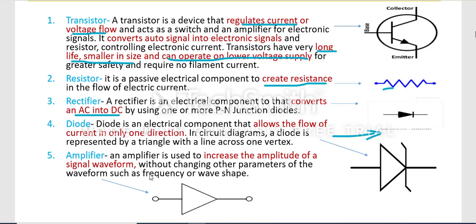The next component is amplifier. An amplifier is used to increase the amplitude of a signal waveform, without changing other parameters of the waveform such as frequency or wave shape. For amplification purposes an amplifier is used. The symbol for an amplifier is one triangle and two lines at the two ends. So this is an amplifier: amplification of sound, amplification of energy. All these definitions are important.